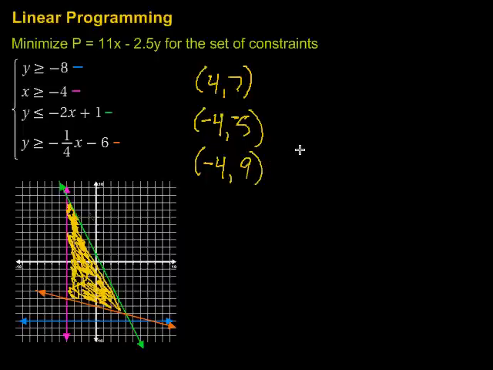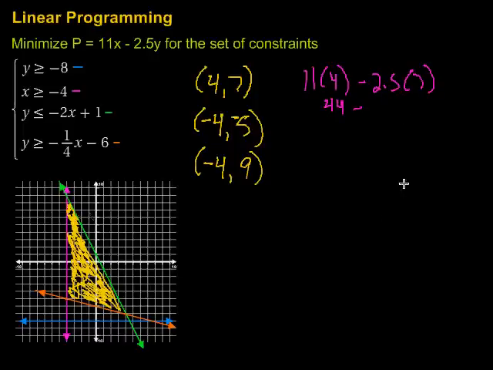Once I have my vertices, I'm going to substitute each of them into my objective function, which in this case is 11x minus 2.5y, and it asks me to minimize it. So I'm going to be looking for the smallest value of P. So here we go. The first one is 4, 7, so I'm going to fill that in. 11 times 4 minus 2.5 times 7. Okay, and 11 times 4 is 44 minus 2.5 times 7.